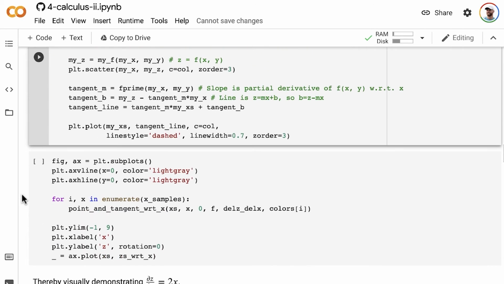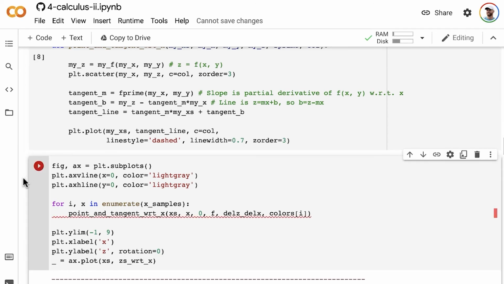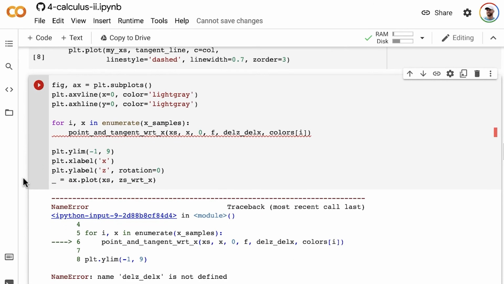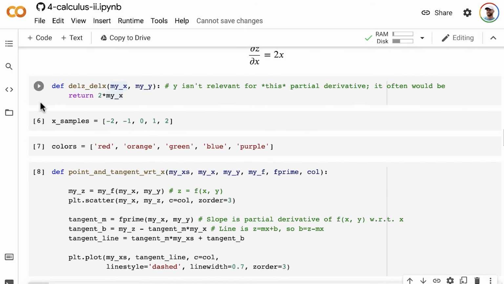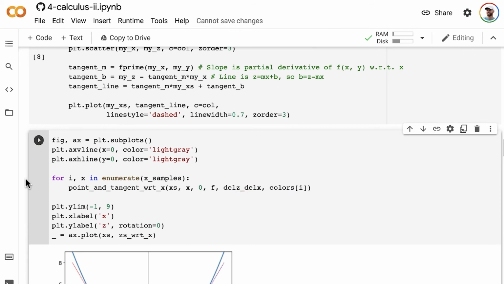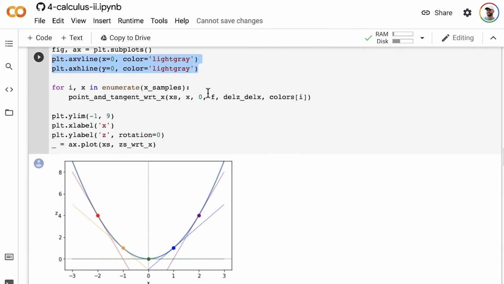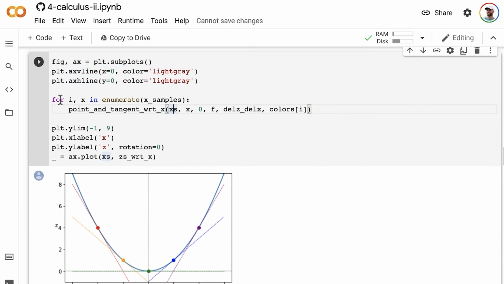Now that we have it, we can then create a figure, again with our horizontal and vertical gray lines marking the x and y axes. Whoops, haven't executed all my code here. Need to execute every line of code in order for this to work. All right, let's try that again. And there we go. So we've got our vertical and horizontal axes in gray. And then I iterate over our 5 example points, -2, -1, 0, 1, and 2 along the x-axis.